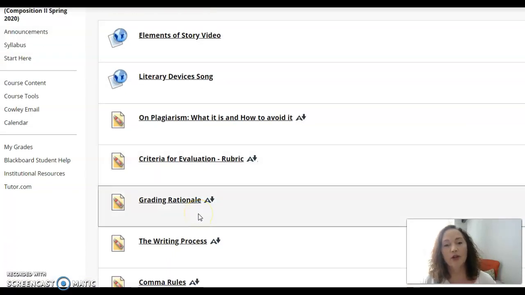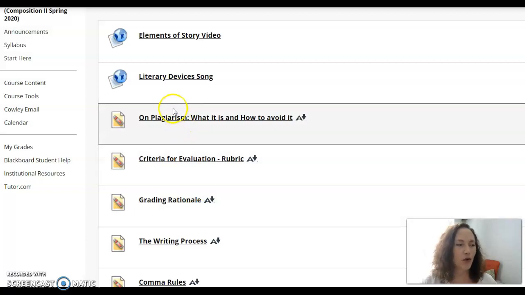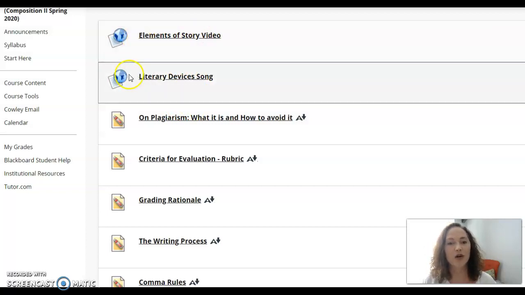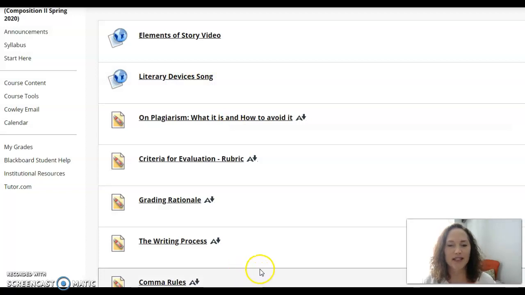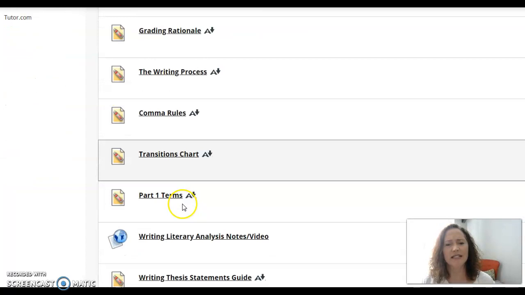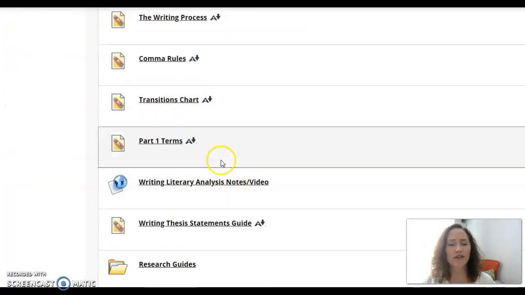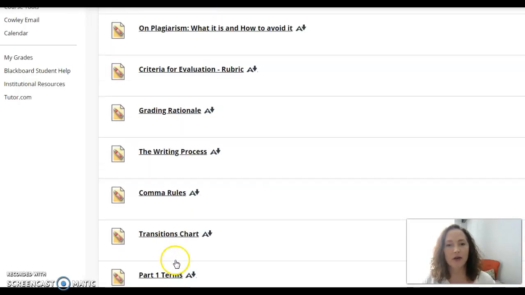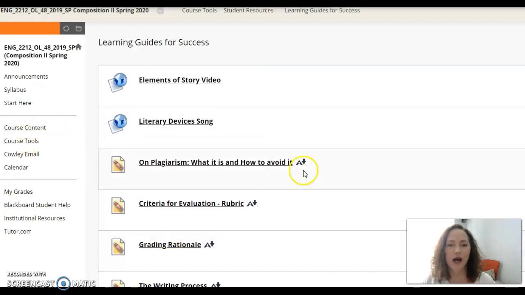If you can't remember your literary elements, for example, for that post test, then you can go in and look at this link or this song to help you to remember those devices, that kind of thing. So all of this kind of stuff is still open to you. If you're having trouble with comma rules, check this out, etc. Research guides, make sure that you do some brushing up.